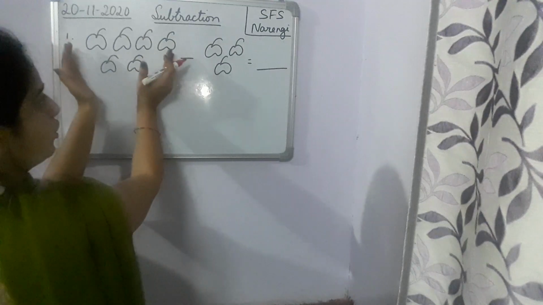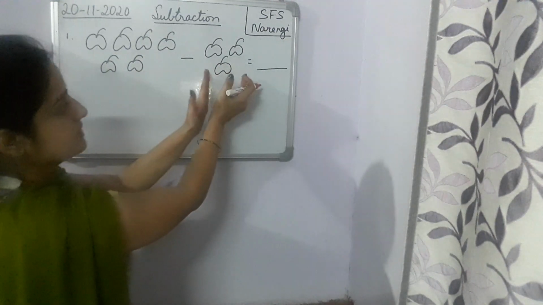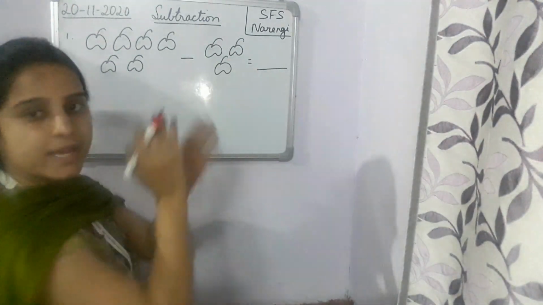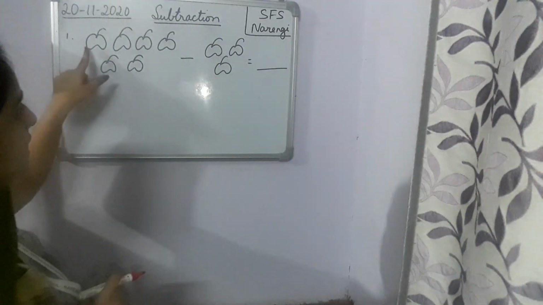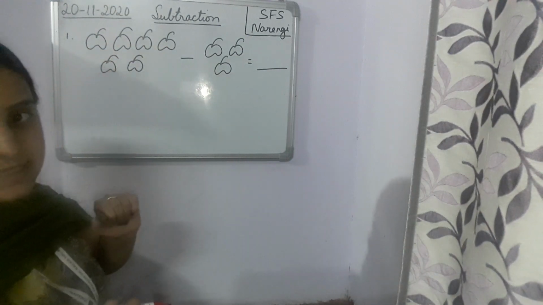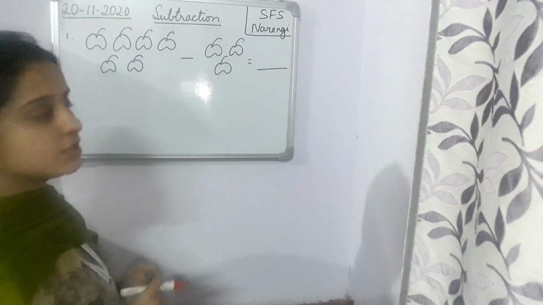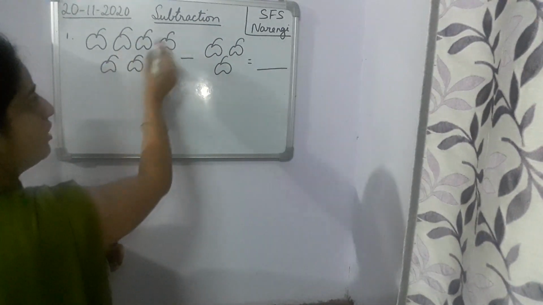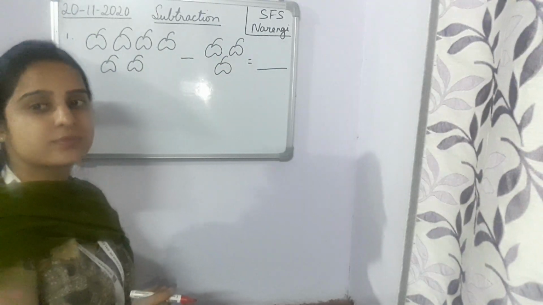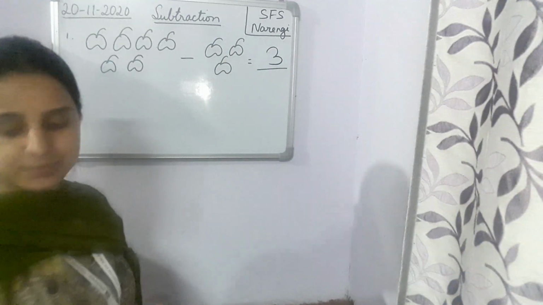That means total minus. From the total, children, you cancel this number of apples. So find out the remaining number of apples. So how many are there total? 1, 2, 3, 4, 5, 6. Right? And here are 3. Isn't it? So you cancel 3 from here. And how many number of apples remain? 3. Very good. So the answer is 3.